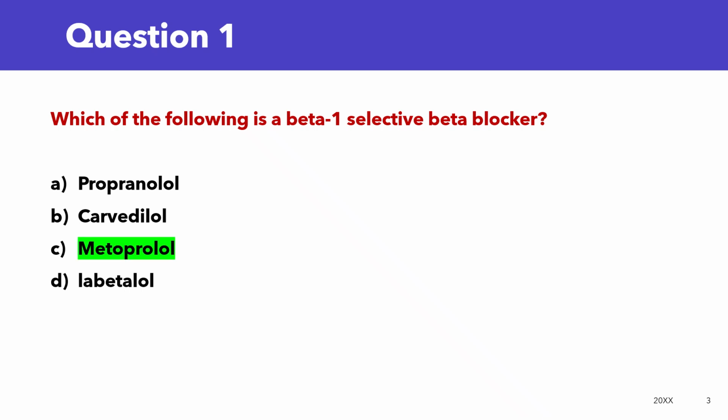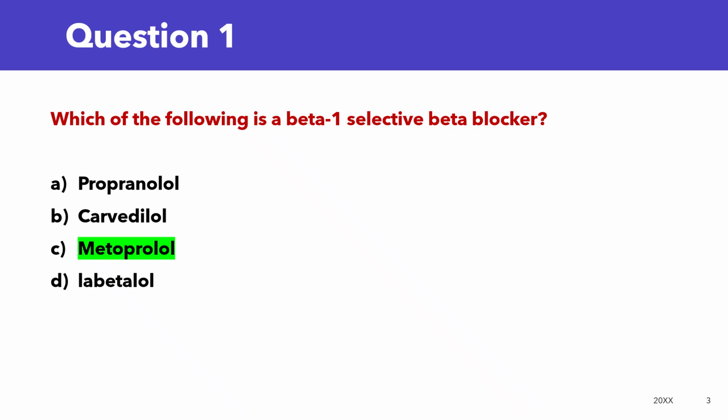The correct answer here is C, metoprolol. So let's explain why the other answers are incorrect. All of these are beta blockers, and metoprolol is one of the selective beta blockers. So that means it's selective for beta 1 receptors, which are mostly found in the heart. Another example of a selective beta blocker would be atenolol, for example.